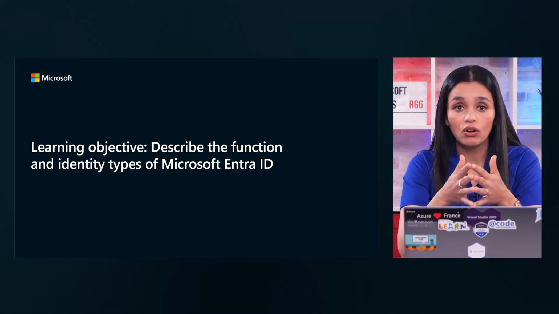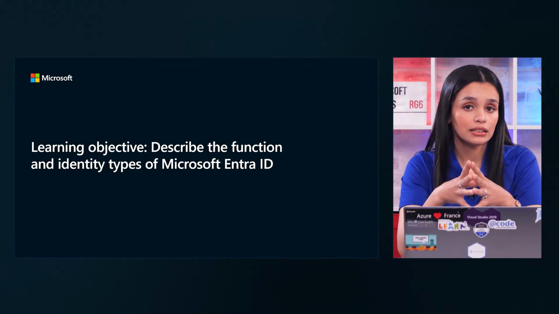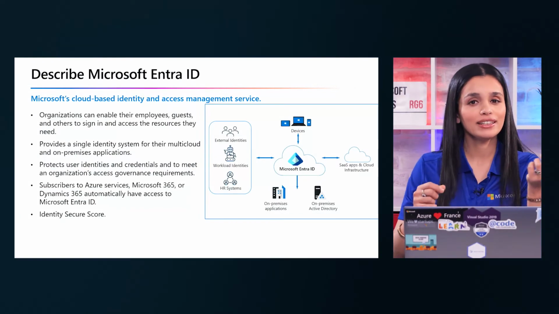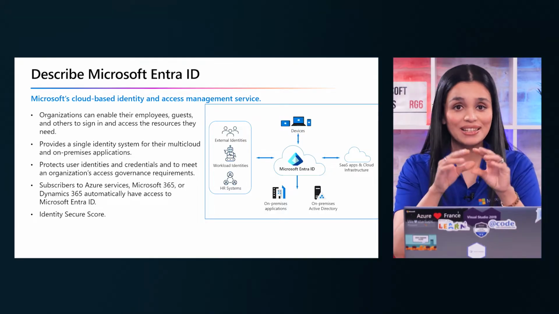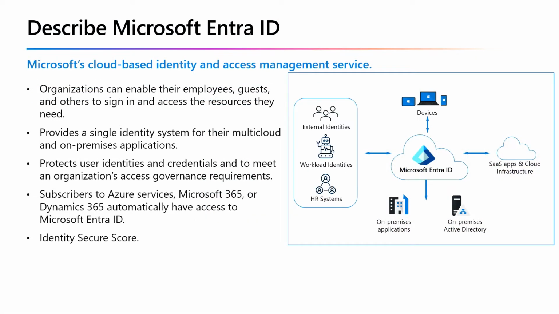So this lesson will talk about what is Microsoft Entra ID and talk about different identity types we have in Microsoft Entra ID. Microsoft Entra ID, formerly Azure Active Directory, is a Microsoft cloud-based identity and access management service. Organizations use Microsoft Entra ID to enable their employees, guests, and others to sign in and access the resources they need. It provides a single identity system for multi-cloud and on-prem applications. This can help you meet your governance requirements.